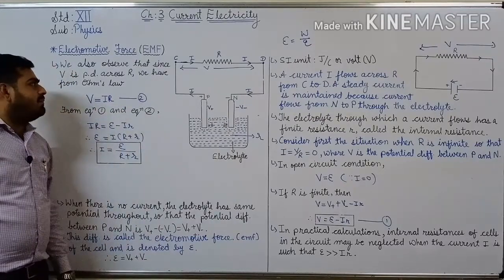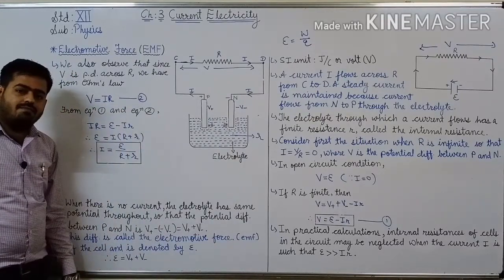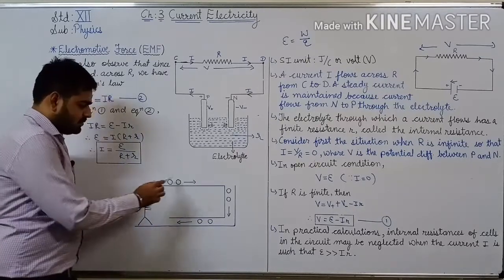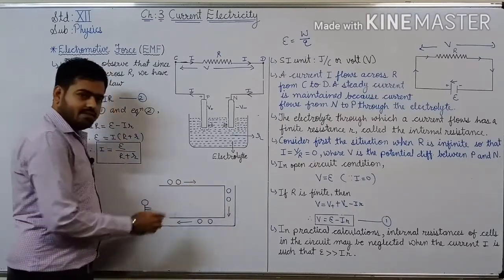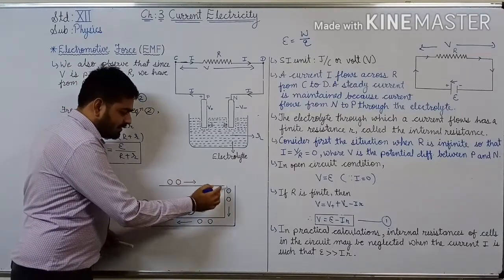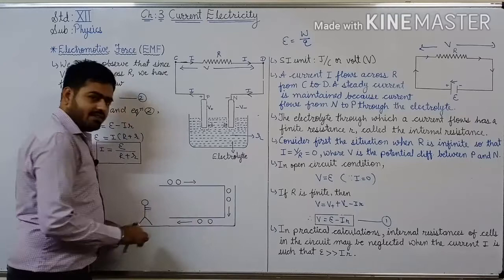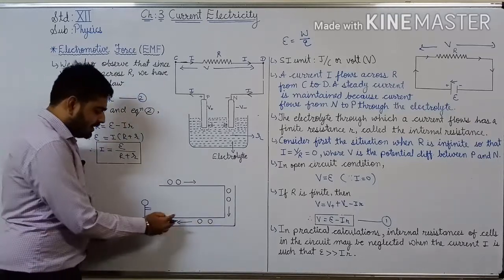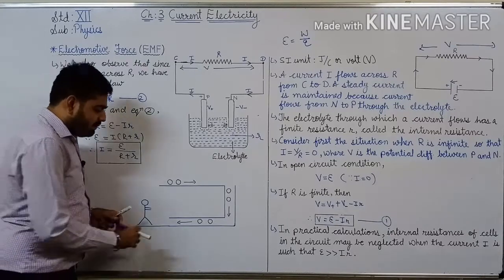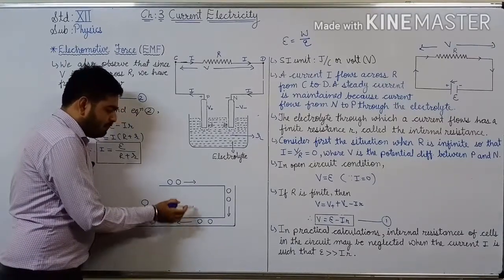Now we will understand the mechanism of EMF. Here I have considered some marbles which are in motion. They are moving like this. They are at a certain height first and they move in this direction. They reach the ground. Once they reach the ground, there isn't any other path to go back to the top.